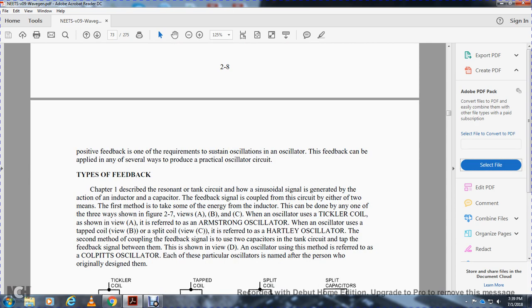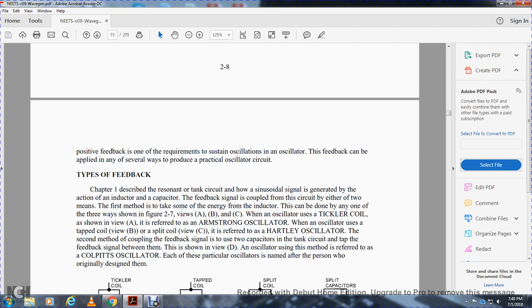Types of feedback. Chapter 1 discussed resonance and the tank circuit, and how the sinusoidal signal is generated by the action of the inductor and capacitor. The feedback signal is coupled to the circuit by either of two means. The first method takes some of the energy from the inductor, which can be done in any one of the three ways shown in Figure 2.7, views A, B, and C. An oscillator using a tickler coil, as shown in view A, is referred to as an Armstrong oscillator. An oscillator using a tapped coil, view B, or a split coil, view C, is referred to as a Hartley oscillator.